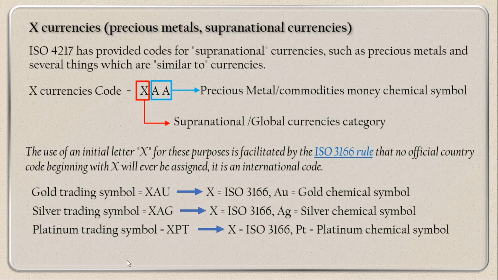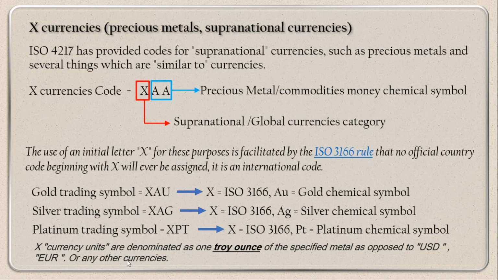So in the trading platform, gold is always shown by the symbol XAU. It's not written as gold or any other code. This code is specified by ISO 4217. Silver in the trading platform is shown by XAG, platinum's trading symbol is XPT, and there are many other precious metals or supranational currencies. X currency units are denominated as 1 troy ounce of the specified metal, as opposed to USD or any other currencies.